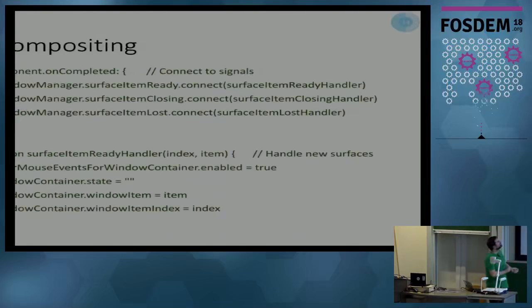Then we hook into some signals. So we say that we want to know when surface items appear, when they're closing, and when they're lost. So when the application is started, it will start and create a Wayland surface, which means that it is ready after a while. And then we have a handler for ready. And again, this is a super trivial full-screen window manager implementation. But what we do is that we pick it up in our container. We simply put the surface item inside that container, and boom, it's composited onto the screen inside of the QML scene that is your system UI.